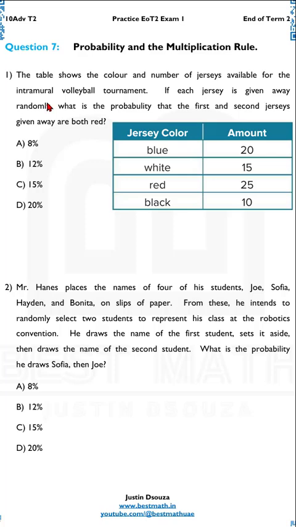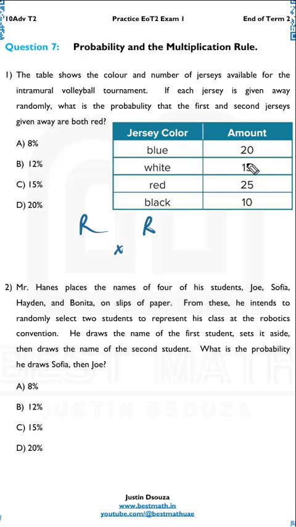If each jersey is given away randomly, what is the probability that the first and second jerseys given away are red? So what happens is they're giving away the jerseys, so you're not getting it back. Once you're given, it's done. So possibility of red and red both the times. It's the multiplication rule.